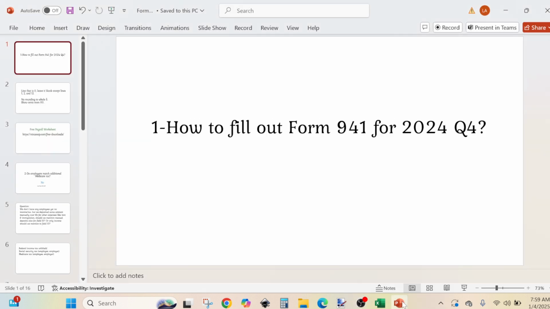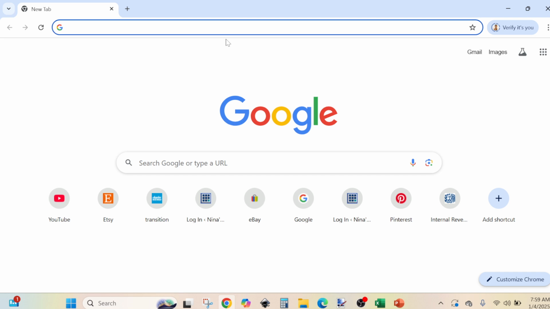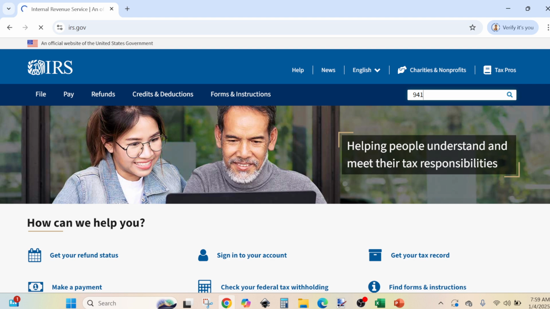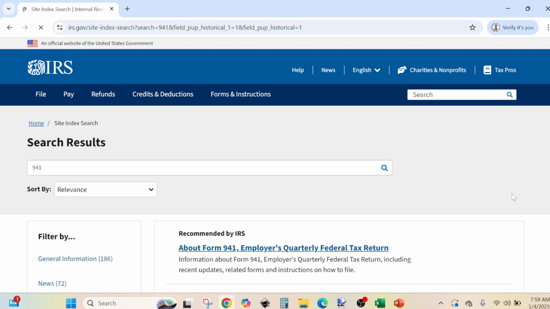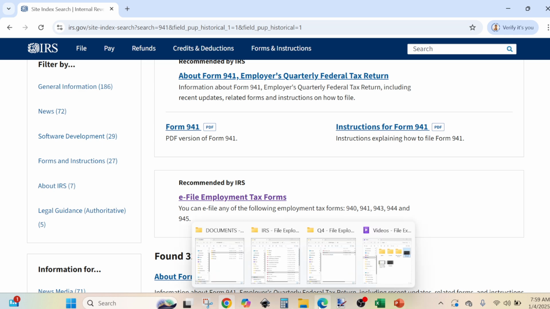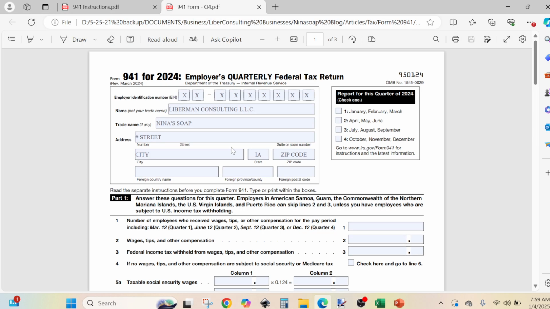Hello, how to fill out Form 941 for 2024 Quarter 4. If you do not have the form on hand, you can go to irs.gov and search Form 941 and download the instructions and the form. And then you can just save it. And you open a copy and you get started.